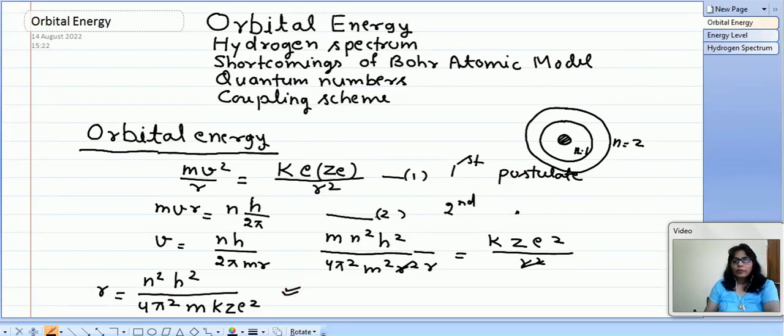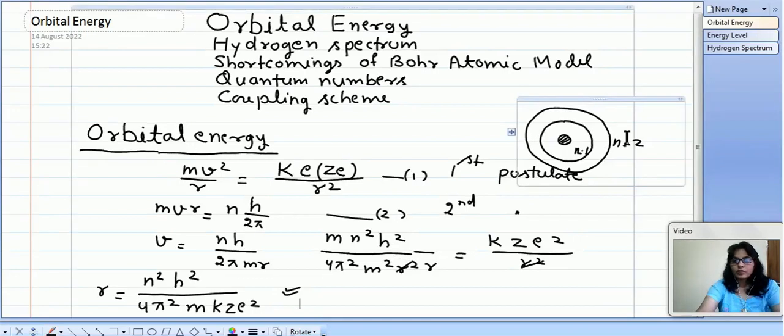Now we have to calculate the total energy. So let us write the value for the total energy. We have the term kinetic energy. So let us go to the next page.